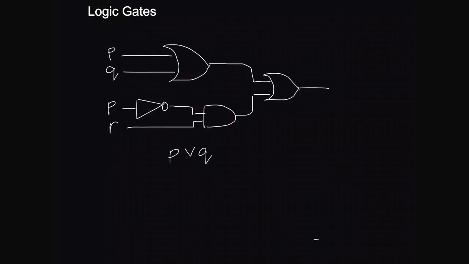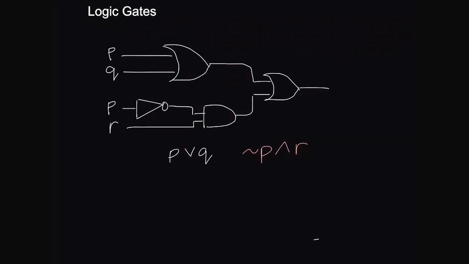Now, we're going to go to this part of the network down here. Here you can see that P is going into a NOT gate, which means that we're going to have NOT P. Down here we have an R, and together NOT P and R come together at an AND gate, which means that we're going to have NOT P and R. NOT P and R.